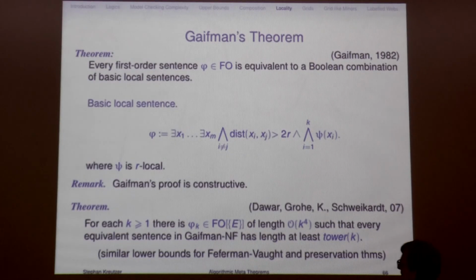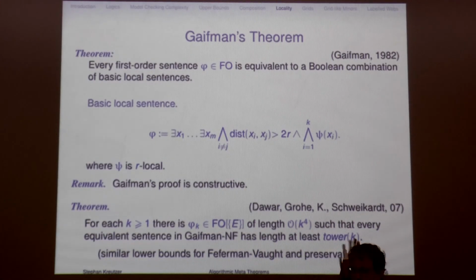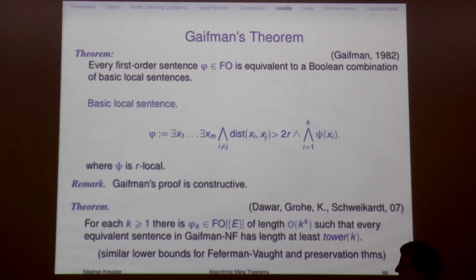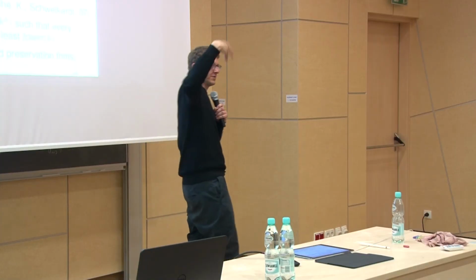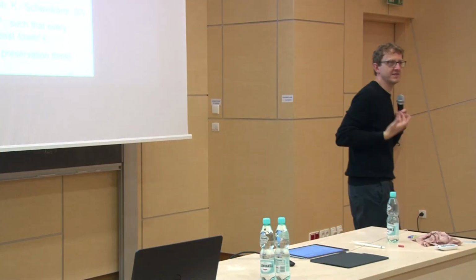So you can prove again a non-elementary blow-up. Because they're formulas of size basically k to the 4, it doesn't matter. And as soon as you translate into a Boolean combination of these things, the size will be like 2 to the 2 to the power of 2, a tower of height k, basically. So it goes up extremely quickly. And again, it's just saying they are very, very concise first-order formulas expressing extremely complicated stuff.